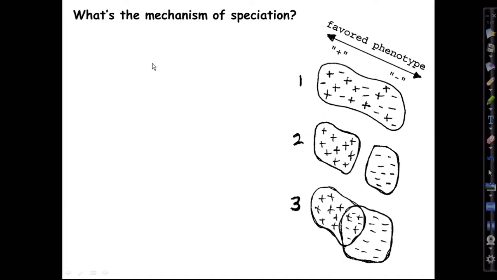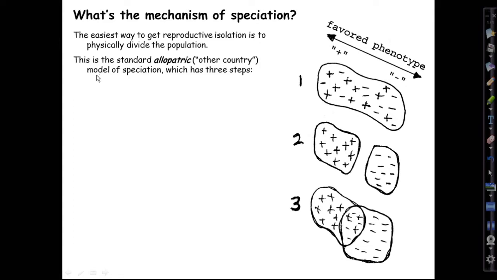So what is the mechanism of speciation? How does one species become two? The easiest way to get reproductive isolation is simply to divide a population into two pieces, two physical populations that have difficulty exchanging genes through migration. This is the standard allopatric model of speciation.